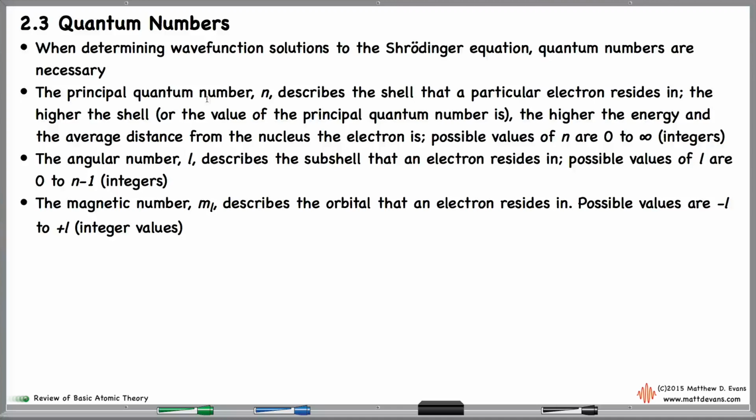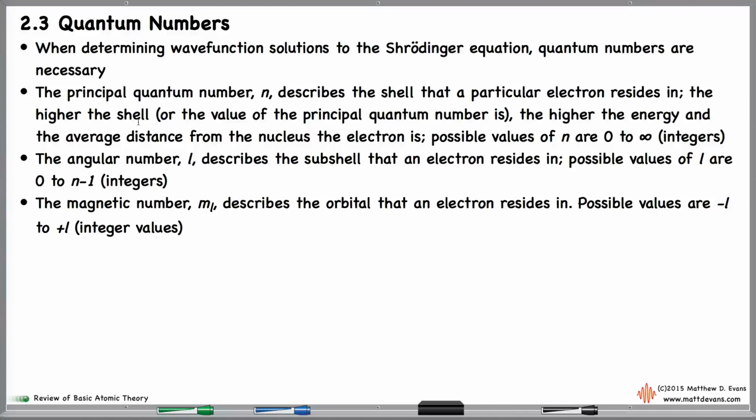The first one's called the principal quantum number. That's the most important one. That's the highest ranking quantum number, and it's symbolized by n. That describes the shell that a particular electron resides in. So if I say n equals 1, we're talking about a first shell electron, no question about it. If I say n equals 5, we're talking about a 5th shell electron, no question about it.